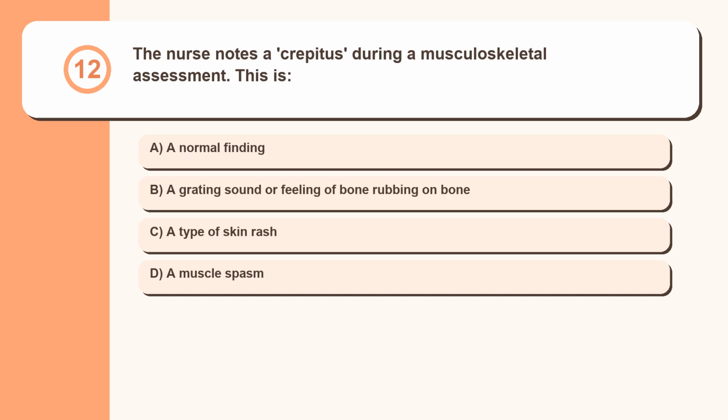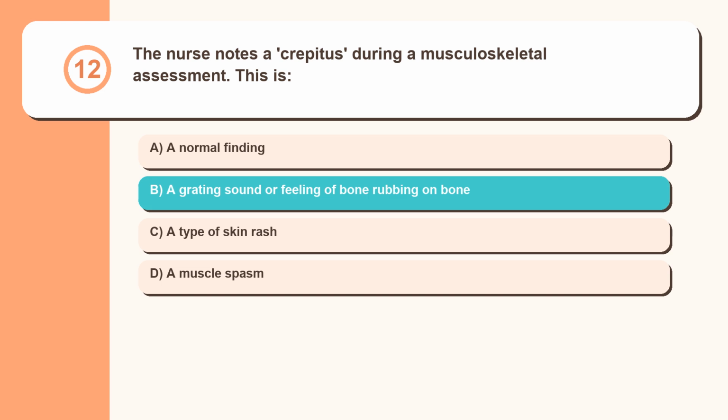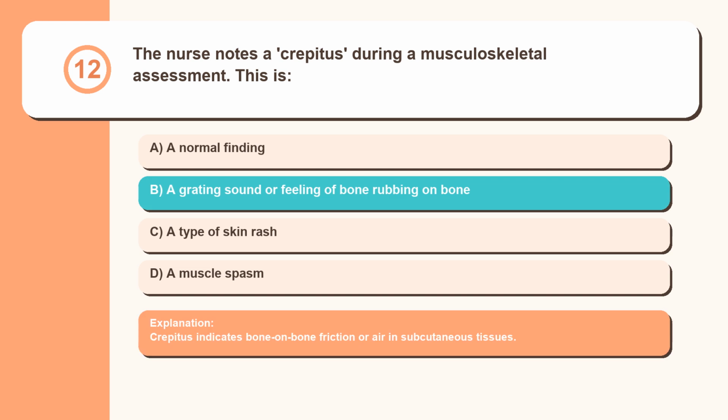Question 12. The nurse notes a crepitus during a musculoskeletal assessment. This is a normal finding, a grating sound or feeling of bone rubbing on bone, a type of skin rash, a muscle spasm. Crepitus indicates bone-on-bone friction or air in subcutaneous tissues.